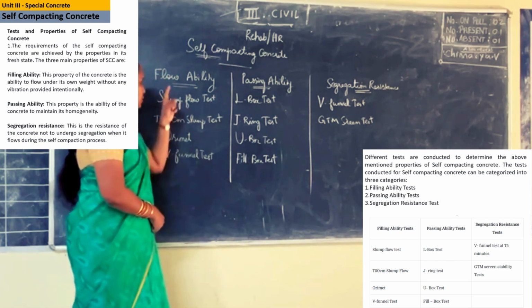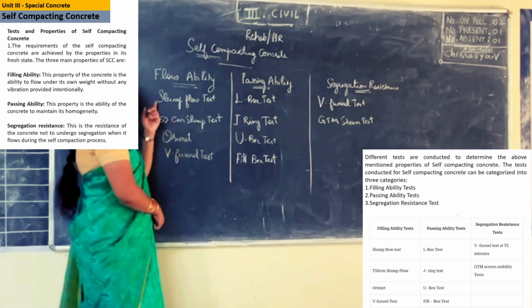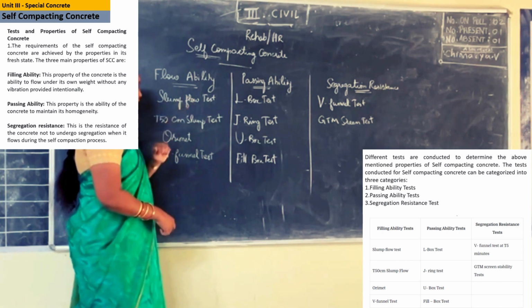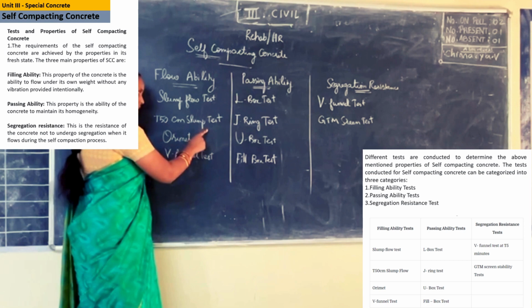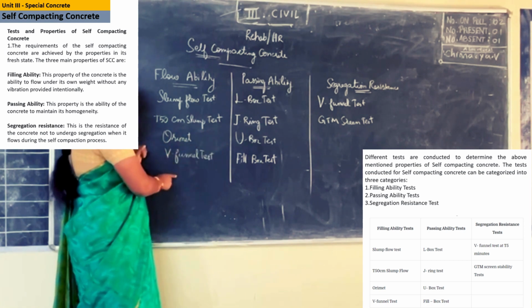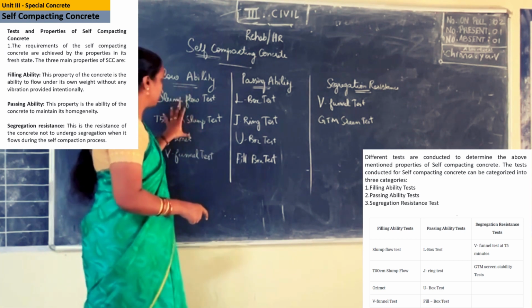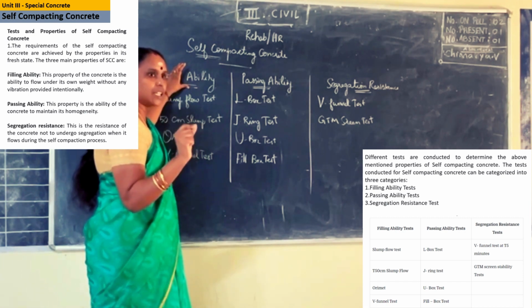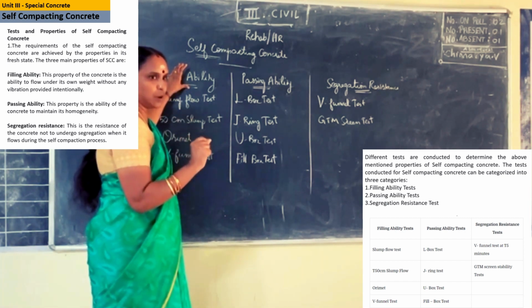And to test the flowability, which is a fundamental property, there are certain tests carried out: the slump flow test, which is a 3 centimeter slump test, or the V-funnel test. These tests are performed to see whether the self-compacting concrete has very good flowability properties, right?